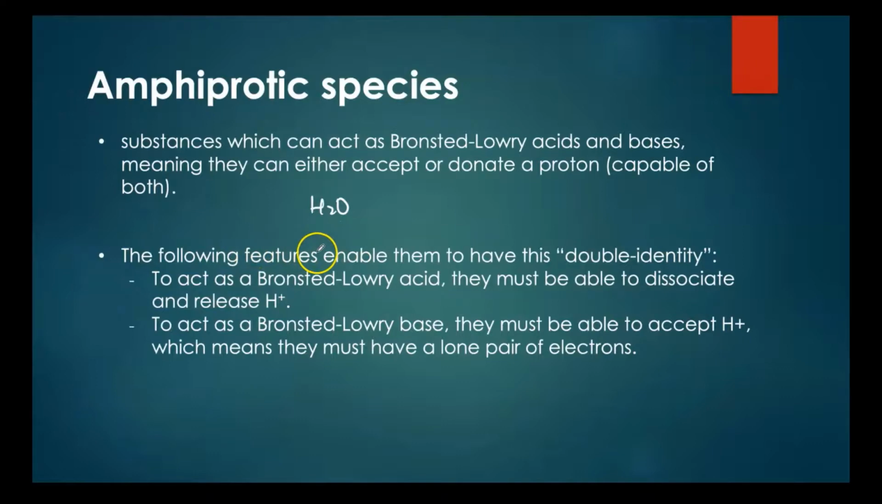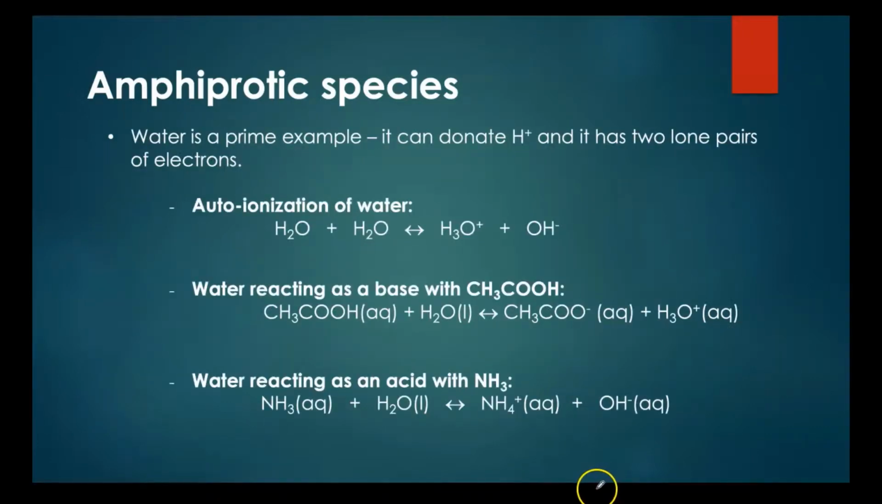The following features enable them to have this double identity. They're like a double spy. They can act both as acid and as base. To act as a Bronsted-Lowry acid, they must be able to dissociate and release a hydrogen ion, and to act as a Bronsted-Lowry base, they must be able to accept a hydrogen ion, which means they must have a lone pair of electrons. So, for example, water can lose a proton and become OH minus, or it can gain a proton and become the hydronium ion. That's the reason why it's called an amphiprotic species. So water is a prime example. It can donate a hydrogen ion and it has two lone pairs of electrons.